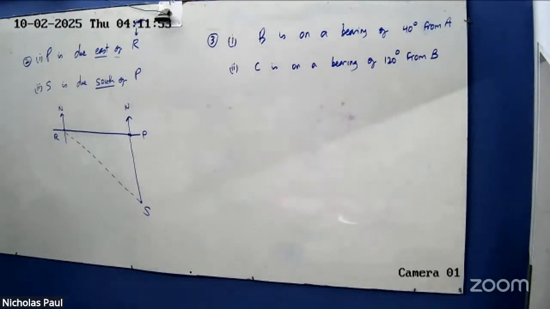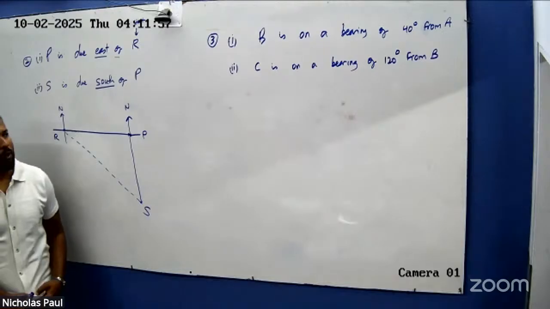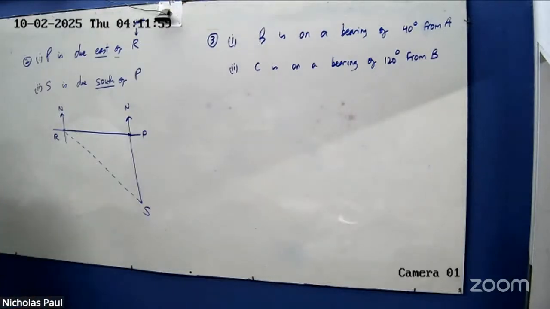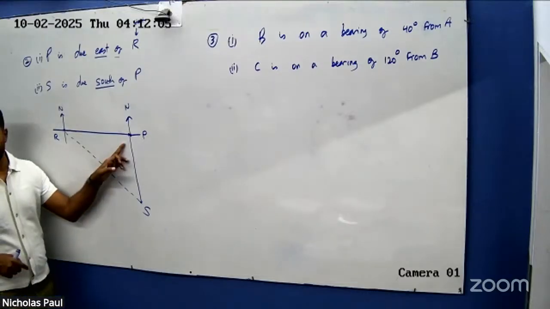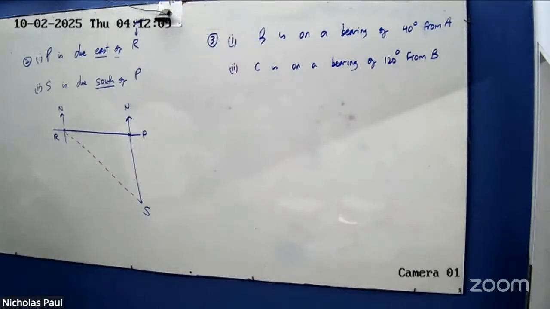B is on a bearing of 40 degrees from A. C is on a bearing of 120 from B. All in one diagram. Right? So take it from one point to the next, and then to the next one. This one is angles, right? If you're confused, just stop. I will show you. Okay. So write it down.